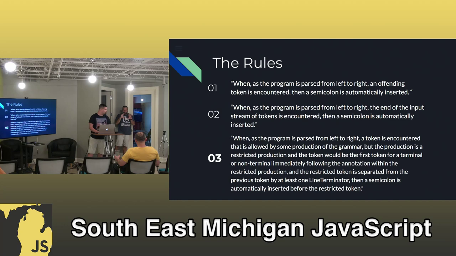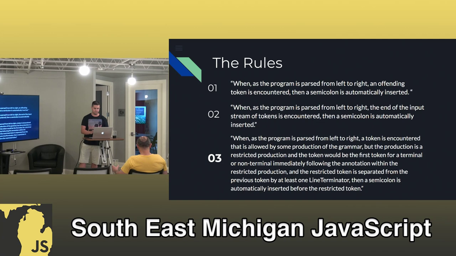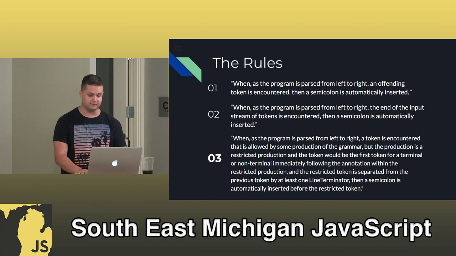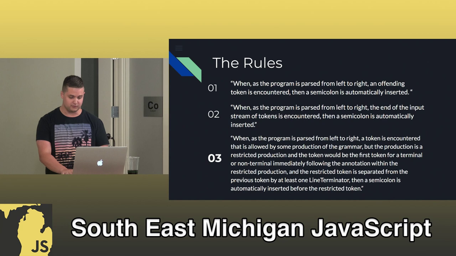And then the last rule, you guys are going to have to hear me out on this. When, as the program is parsed from left to right, a token is encountered that is allowed by some production of the grammar, but the production is a restricted production, and the token would be the first token for a terminal or non-terminal immediately following the annotation within the restricted production. Let's just break this down.